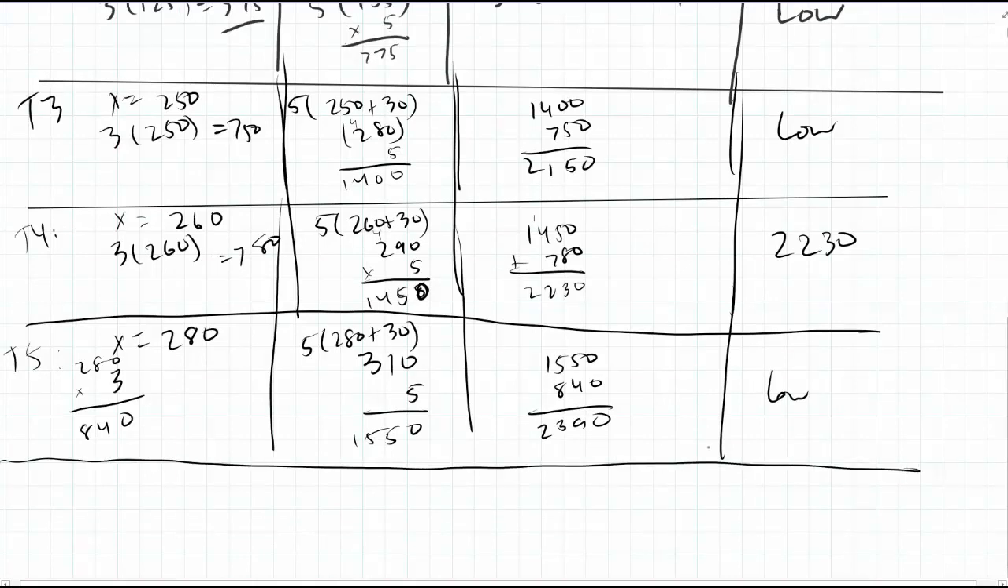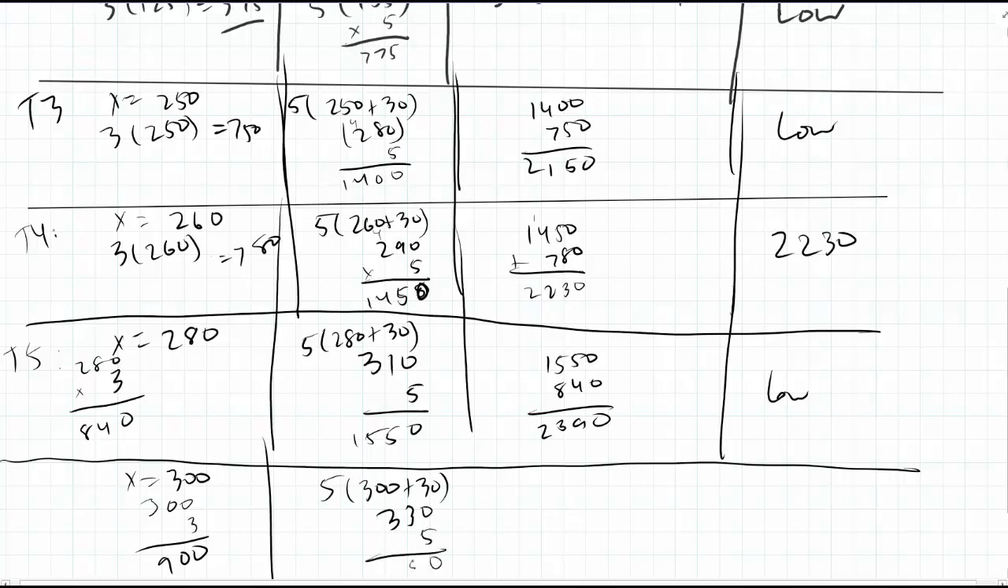Let's see. It went up by 150. Let's just say 300. 300 times 3 is 900. 5 times 300 plus 30 is 330 times 5, which is 1,650. 1,650 plus 900 is 2,550. Getting closer.